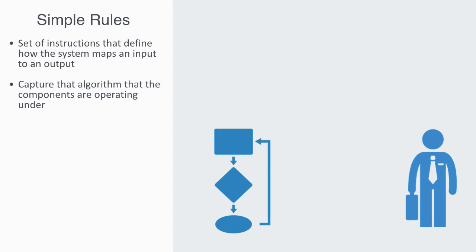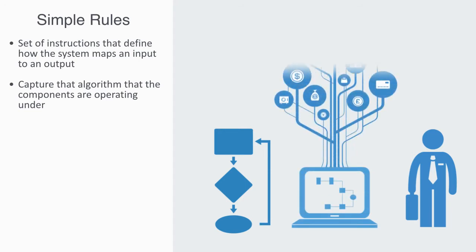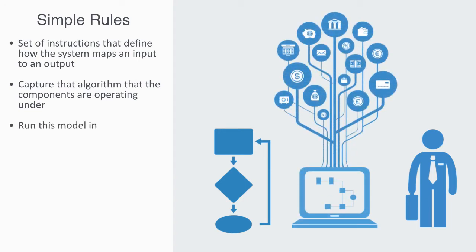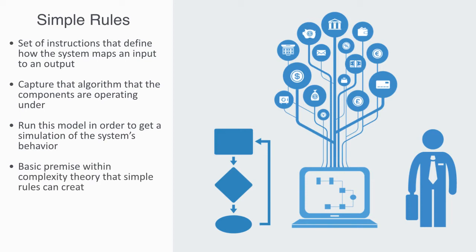If we then want to go on and create a high-fidelity model, we'll put the algorithm into code. Although there is definitely a skill involved in doing that, theoretically it's quite straightforward. We will then run this computer model in order to get a simulation of the system's behavior over time. If we do all that, we will have all the information we might want to know about the system without ever needing an equation.